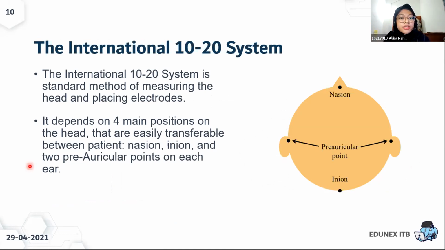The system by which EEG electrodes are applied to the head and then display an EEG recording is called the International 10-20 system. This system is a standard method for measuring the head and placing electrodes. It depends on 4 main positions on the head that are easily transferable between patients. First is the nasion at the bridge of the nose, like here, and then the inion, the bony prominence at the back of the head, and then 2 preauricular points on each ear.